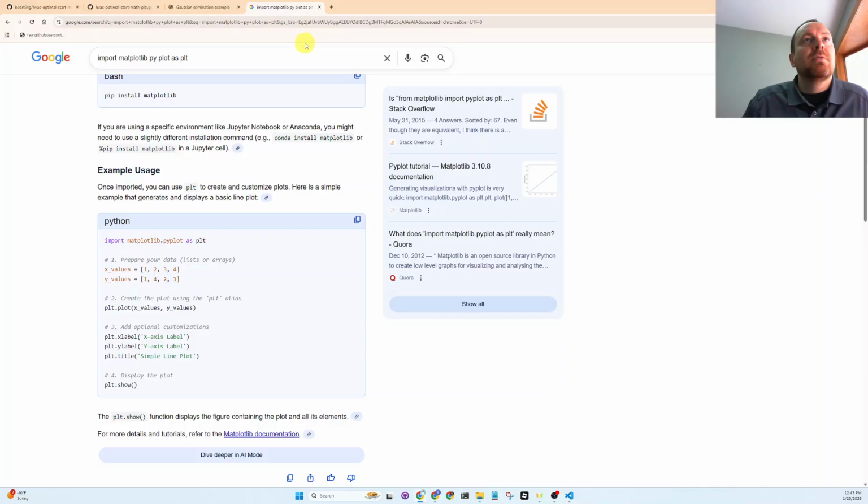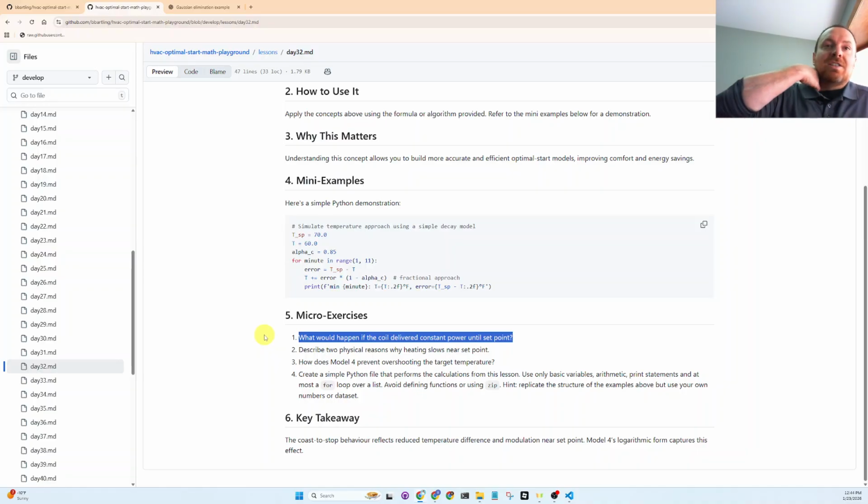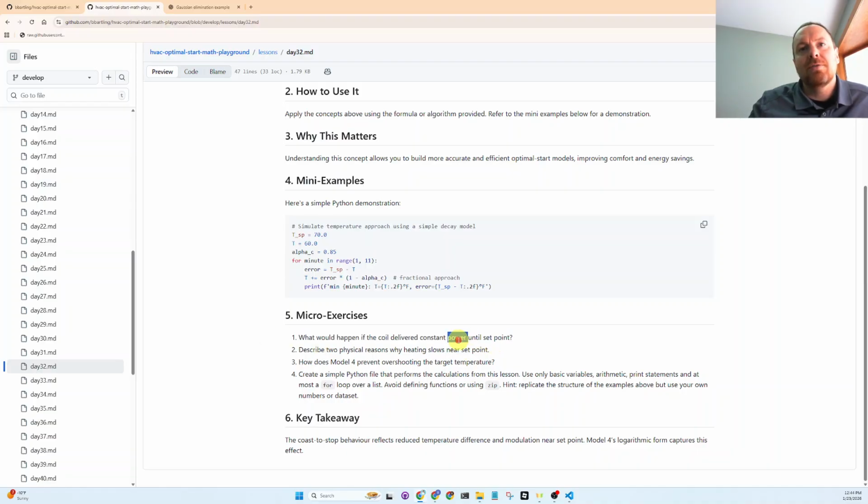All right, where are we then? So we can get out of there. What would happen if the coil delivered constant power until set point? I think you would still get the same curve. Even if the coil delivered a constant amount of heat or removed a constant amount of heat, let's say the valve was just wide open and you get the same amount of power from the coil, you would still get a nice curve. That's just the characteristics of first order physical systems, or whatever you want to call it, thermodynamics.